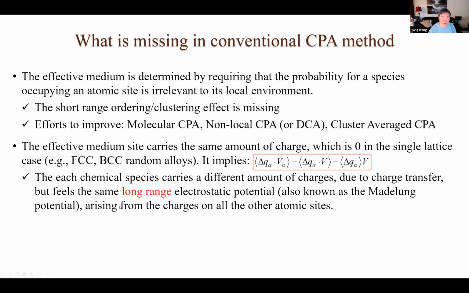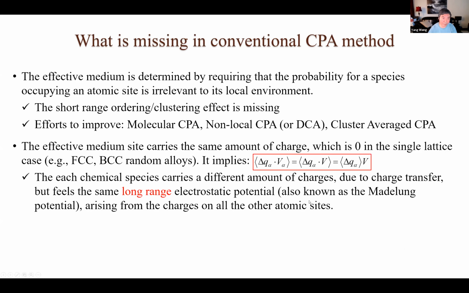So each chemical species carries a different amount of charge. Remember that as we calculate the charge density, we can integrate it over the space that particular atom occupies, and you can find the extra charge that particular atom carries. That's because of charge transfer. But it sees the same long-range Coulomb potential, also called the Madelung potential, because all the other sites carry the same amount of charge, on average. Okay, so it sees the same potential.